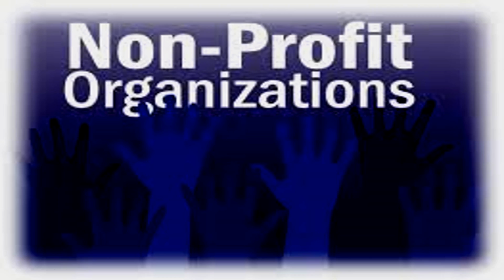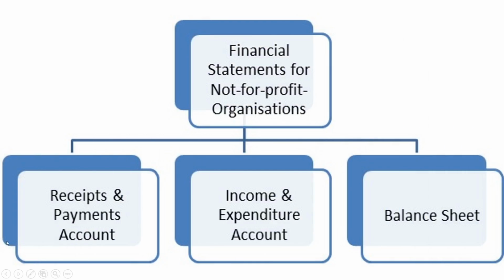In this session, we are going to consider one numerical problem from the chapter Accounts from Non-Profit Seeking Organization. It is a revision chapter. Now we know there are three major steps. Last class we already explained these three major steps: preparation of receipts and payment account, income expenditure account, as well as balance sheet. So we have the idea.